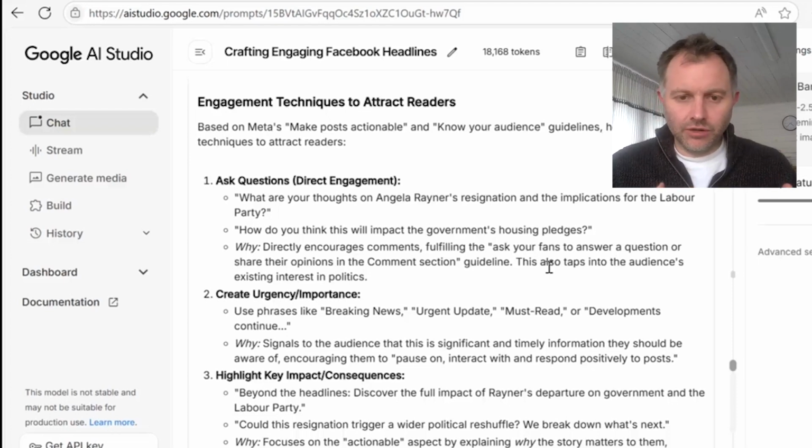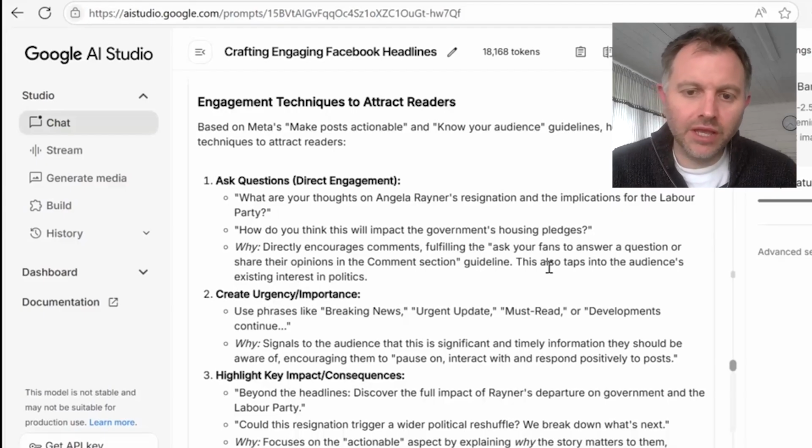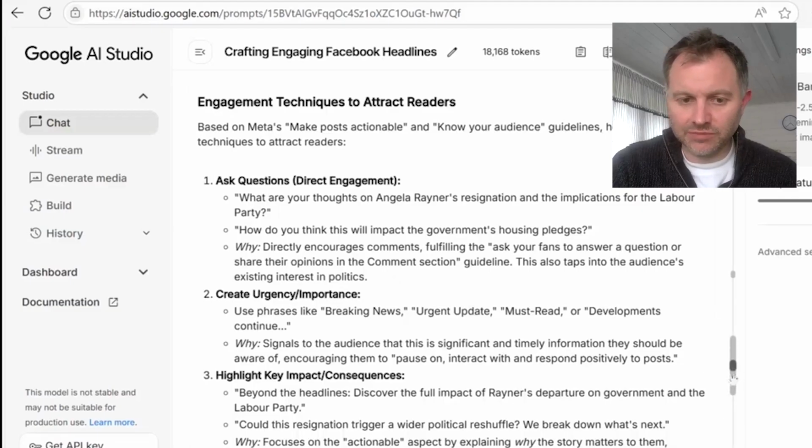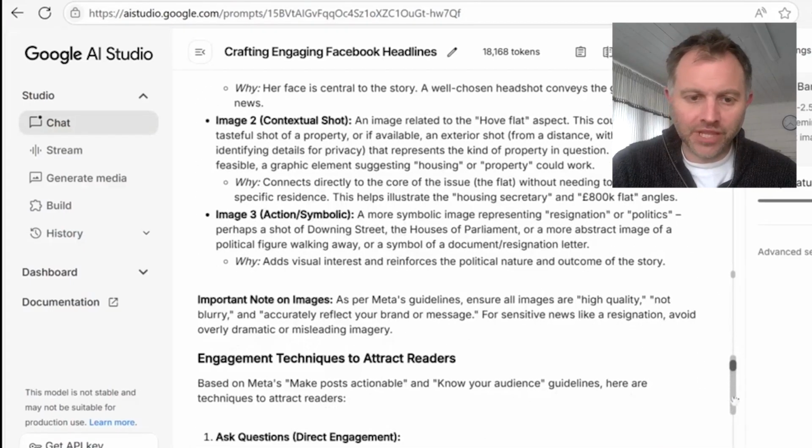Taps into the audience's interest in this as a story, because obviously she's a well-known politician and it's likely been something that people have been discussing and have a view on. So that would be something that would drive engagement. So that's a good suggestion in terms of how you might go about doing that.